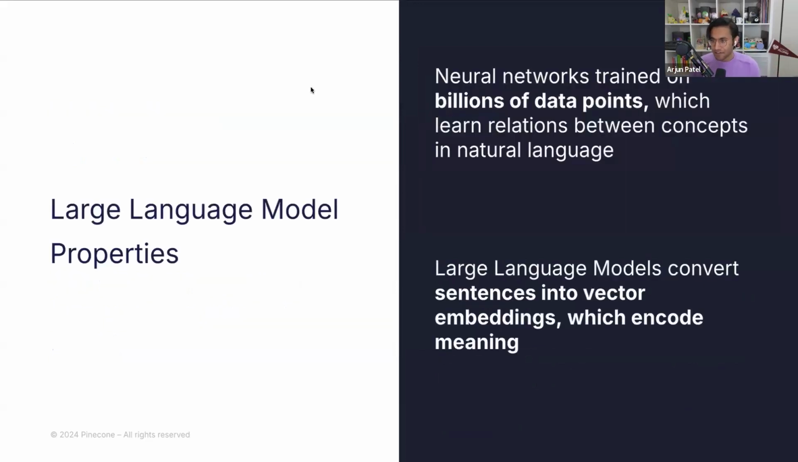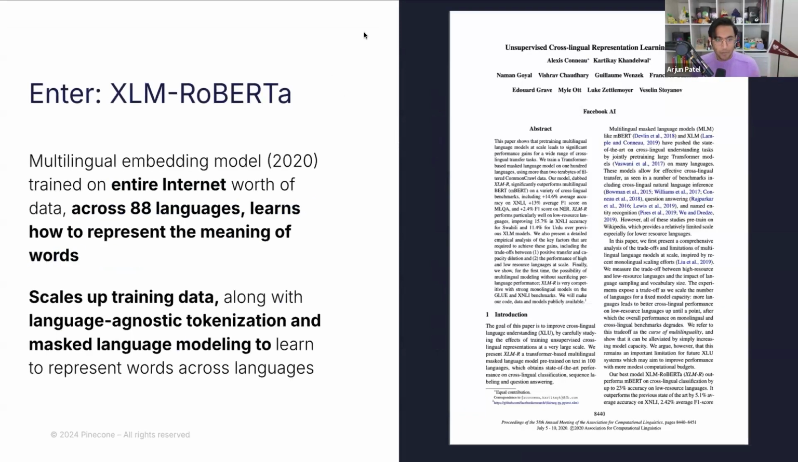A large language model is basically a neural network that has been trained on billions of data points, which learns the relationship between concepts in natural language. And the important part about large language models is that they convert sentences and queries and text into vector embeddings, which have an encoded meaning, which means they're key for us to step up our ability to do semantic search.